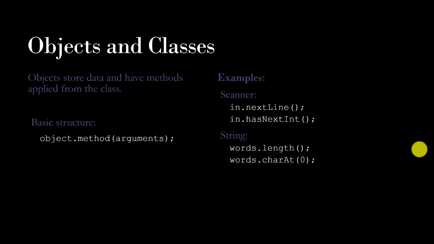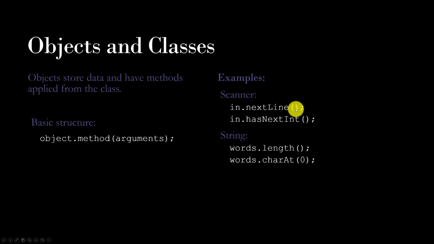So anyways, objects in Java are things that store data and have methods applied from the class. The classes define what kind of methods are available and manage the data that are in it. The basic structure is the object and then the method that's attached to it, with any arguments if necessary. Remember for the scanner, this is an example of an object, and then this is our method, nextLine.